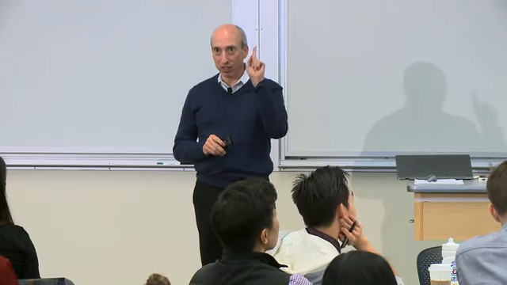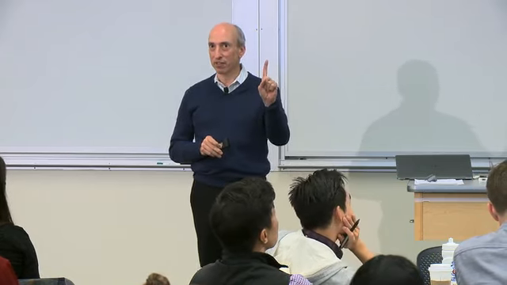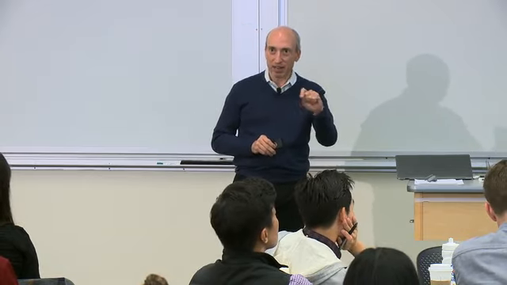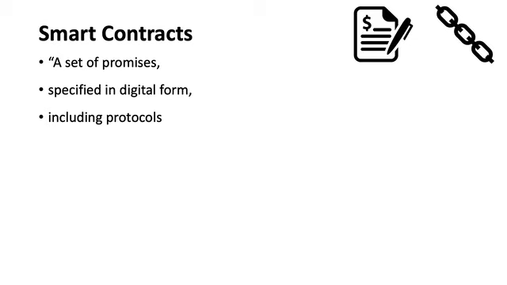So let me talk a little bit about smart contracts and lay a groundwork before Larry gives us the law. A smart contract is a set of promises specified in a digital form. I'm going to say 4 things. It's just a set of promises in a digital form, so it's not handwritten out. It includes protocols.